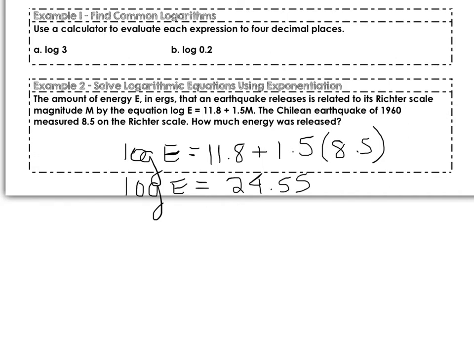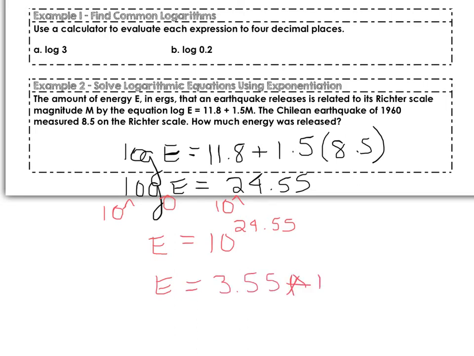To get rid of a logarithm, we need to focus on what is the base of that log. Well, all common logs have a base of 10. So what I'm going to do is I'm going to take 10 to the power of on both sides. I'm essentially giving them a base of their exponent of 10. So we really have 10 to the power of 24.55, which your textbook will put into scientific notation of 3.55 times 10 to the 24th power.